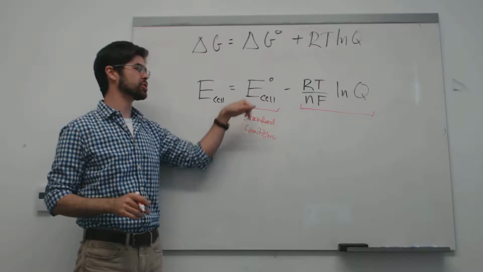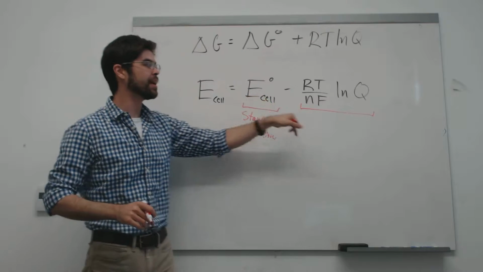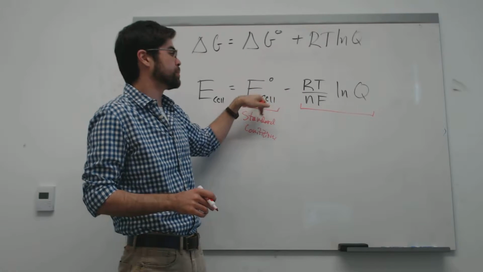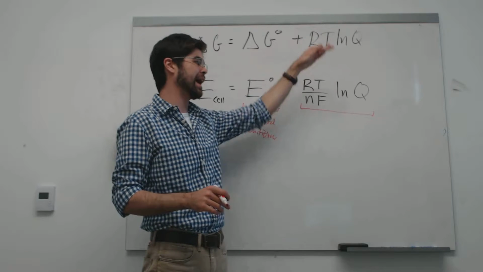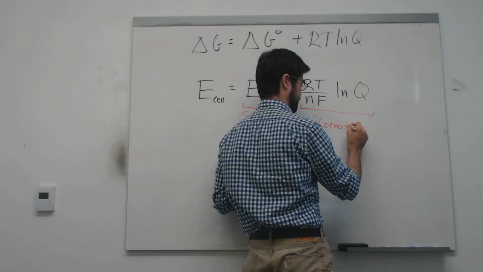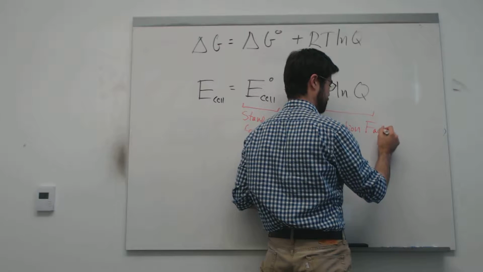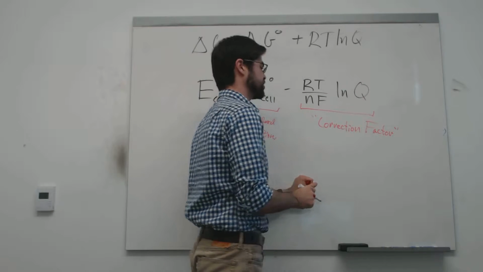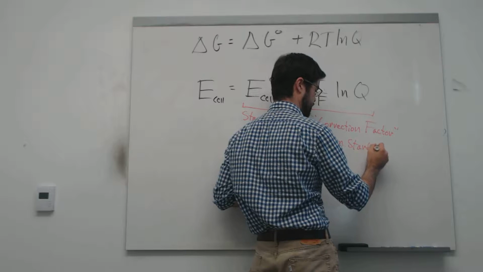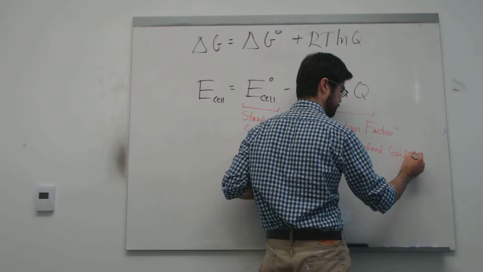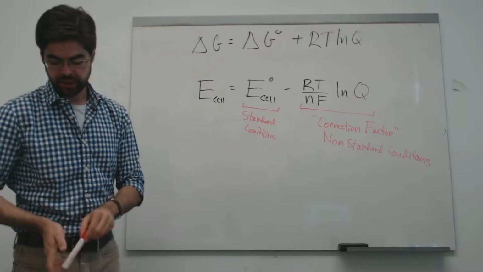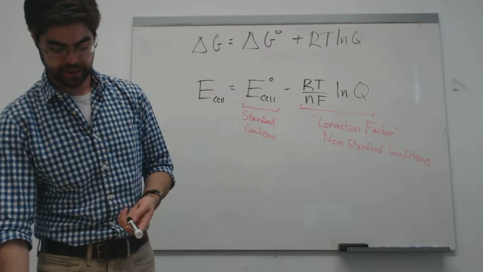If things were at standard conditions, this is what the cell potential would be. If you change those conditions, then essentially you're adjusting the actual cell potential. You're either subtracting a little bit or you're adding a little bit. And so again, I think of this as a correction factor. It's some correction factor that corrects for consideration of non-standard conditions to figure out what is the cell potential or what is the free energy change under those non-standard conditions.